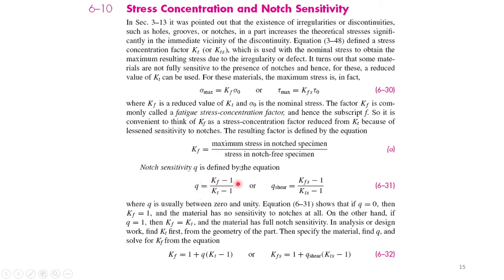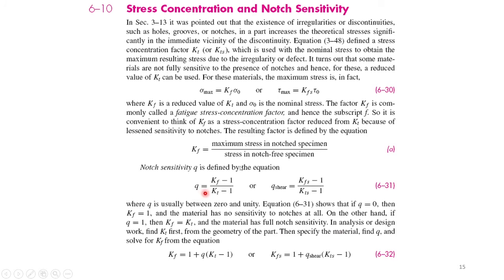It's KF minus 1 على KT minus 1. This is for normal stresses and KFS minus 1 over KTS minus 1 if you're talking about shear. So K for normal and K for shear. This of course covers axial and bending, and this of course covers shear and torsion. Okay, so let's look at the notch sensitivity.